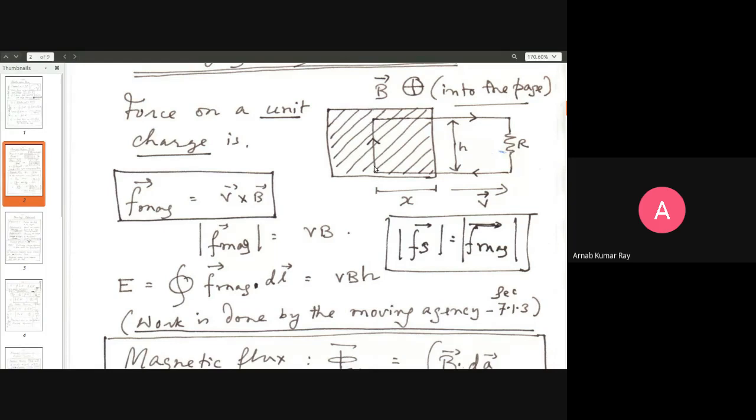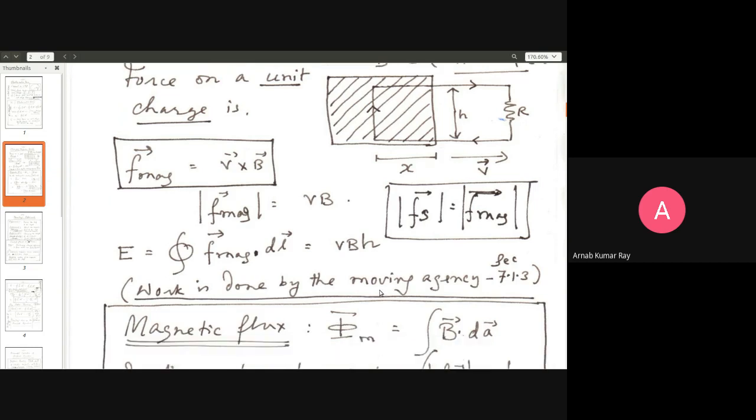Only the non-zero work will be done over here. And what is the value of that non-zero work? Force, the magnitude is VB, and the path length along this vertical branch is H. So force into displacement on a unit charge will be VB into H. That is the electromotive force. This is the work done by the moving agency on a unit charge.